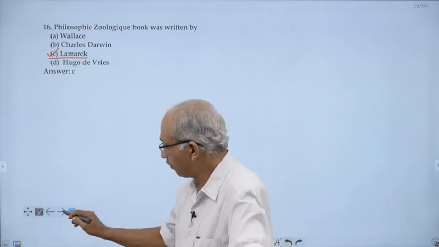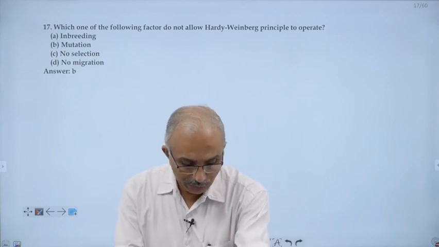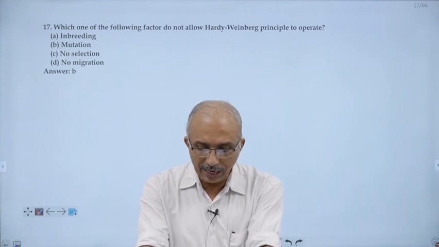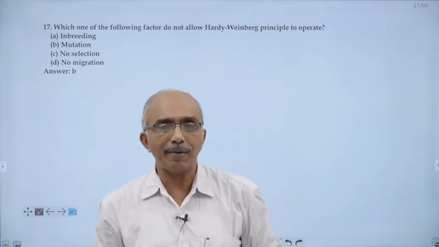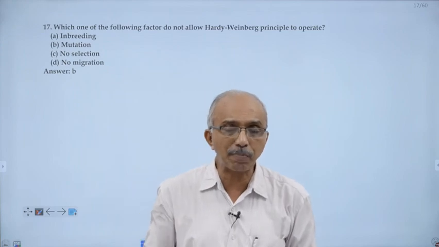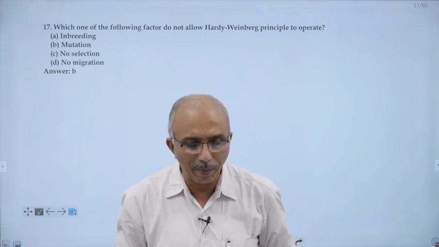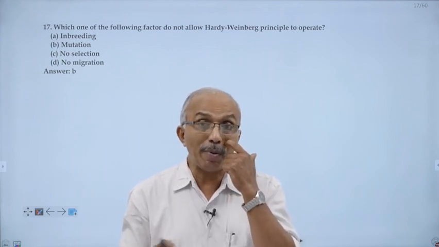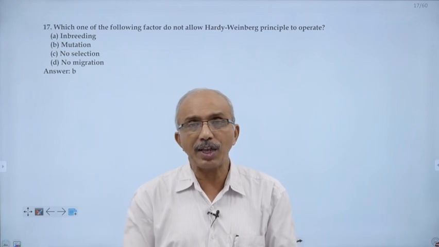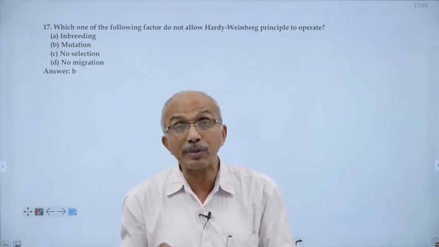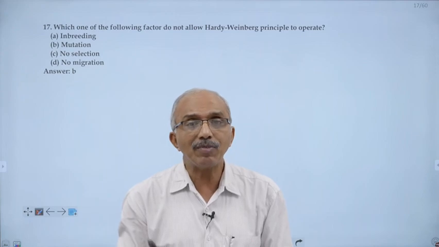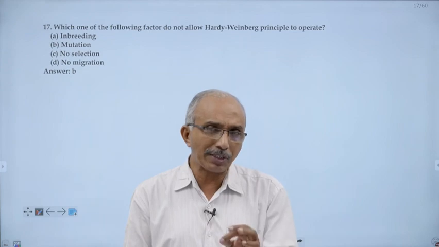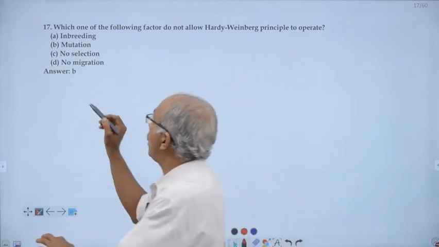Next, which of the following factors do not allow the Hardy-Weinberg principle to operate? What is Hardy-Weinberg equilibrium? We know, that is constancy or equilibrium of allele frequency. That means we have to select an option which alters the gene frequency, which alters the allele frequency. The option is very clear, that is mutation.